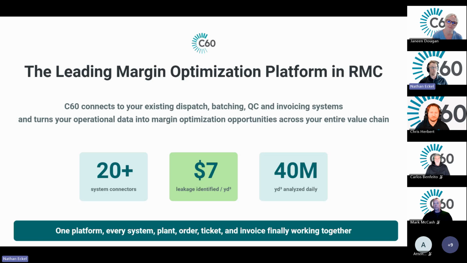We also analyze over 40 million cubic yards of concrete daily. For the average producer, we've been able to identify around $7 a cubic yard in leakage opportunities. That again will relate to either batching, dispatching, sales, so that entire value stream. At the end of the day, what we're left with is one platform that connects to all your operating systems and operational data streams to give you the ability to monitor your plants, orders, customers, tickets, and invoices all in one centralized location.